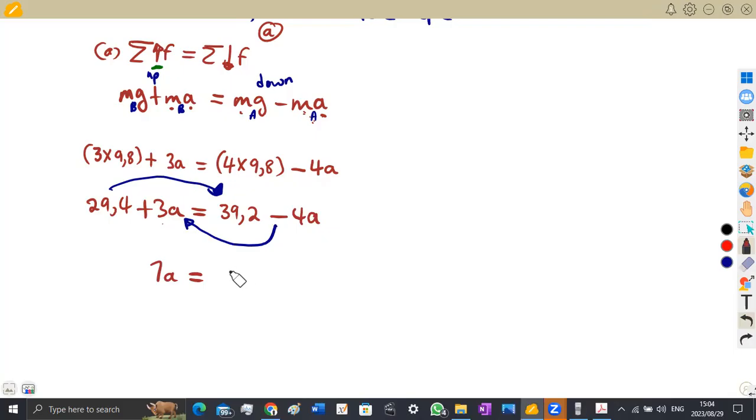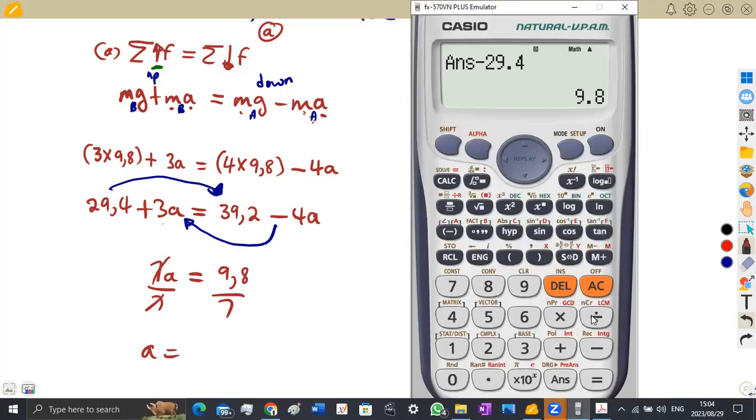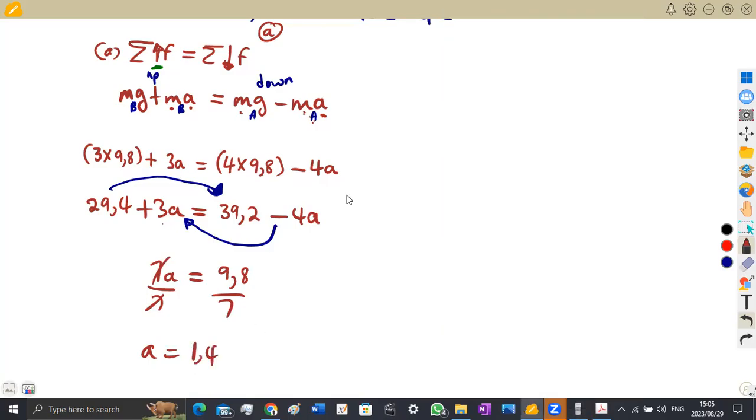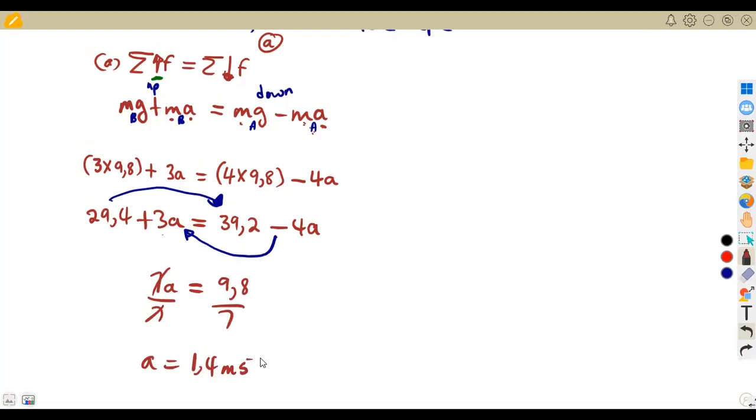So we are going to end up here with 9.8. To find A, simply divide by 7. There we have our A representing acceleration. So if we divide this answer by 7, what are we going to have? We are going to have 1.4. So this is the value of A that we are having, which is 1.4. Acceleration, which is measured in what? Meters per square second.